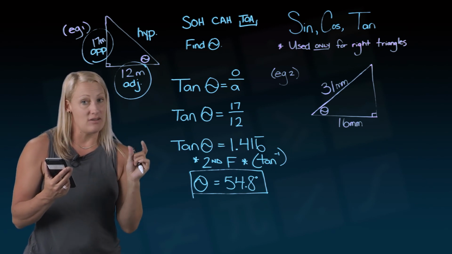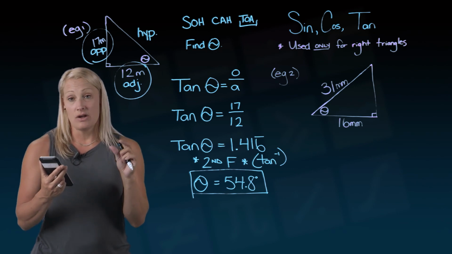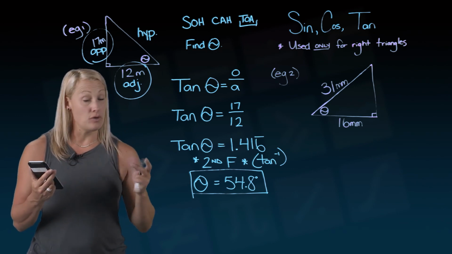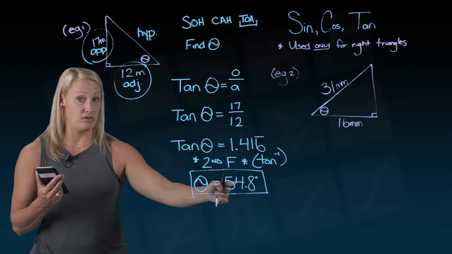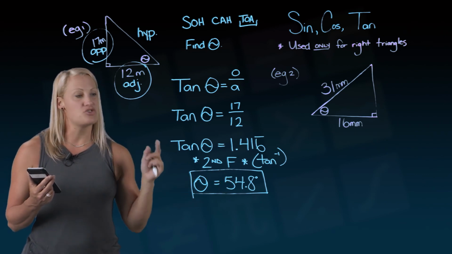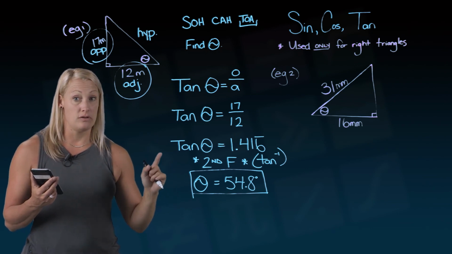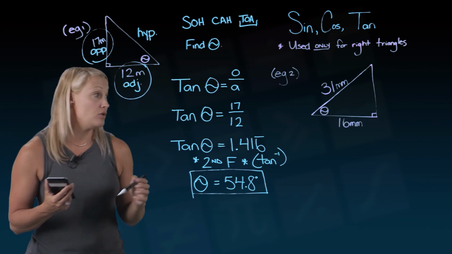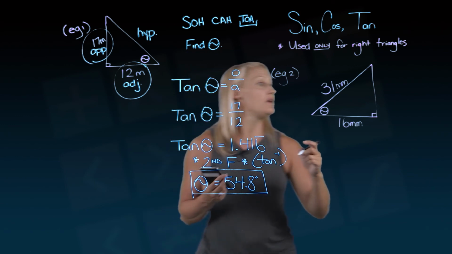If you have rad, R-A-D, or a little R, or a little G for gradients, you're in the wrong mode, and you're actually going to get a different answer than I will here. And if you tried that on your own and you got a different answer, make sure you're in degree mode to do that. So hopefully that's what you got. And let's move on to just a quick second example.